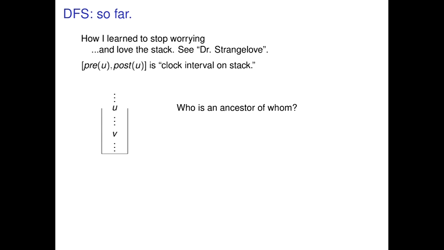If the stack ever looks like this, who is an ancestor of whom? V is the ancestor of U, right? You explored V first, and then the explore calls keep piling up, and at some point you explore U. The reason they're on the stack at the same time is there's a sequence of explore calls from V to U. Each step in that sequence corresponds to an arc, or an edge. So V is an ancestor of U.